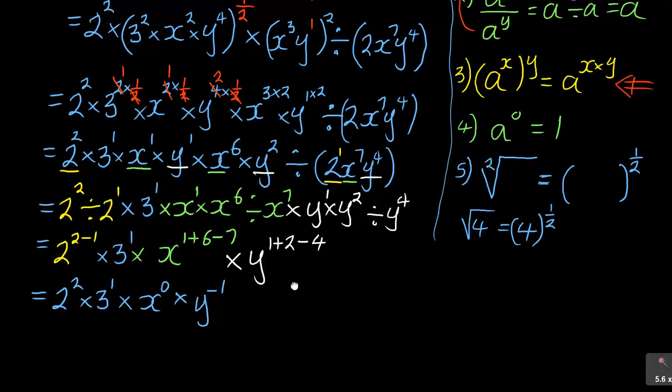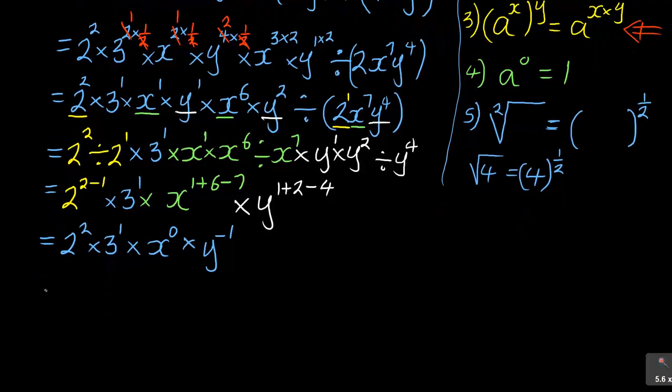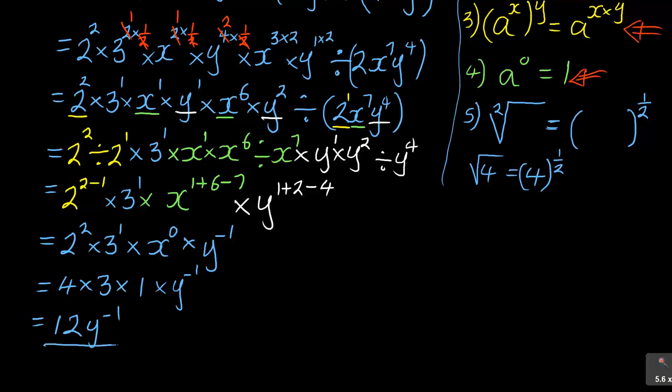And you can further simplify. In this case, now 2 to the power of 1 is 2 times 3 times, now x to the power of 0. If you remember law number 4, we said any number to the power of 0 is a 1. So there you will have 1 times y to the power negative 1. So you will have 2 times 3, it is 6 times 1, which is 6 still. So 6y to the power negative 1. This was more like the answer, but I just want to remind you also of another law.